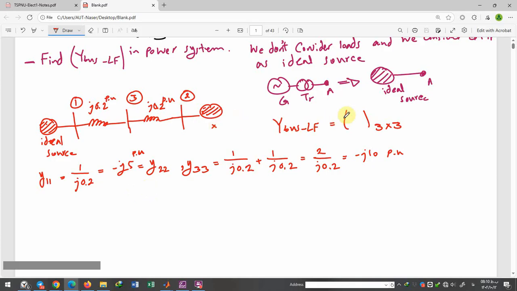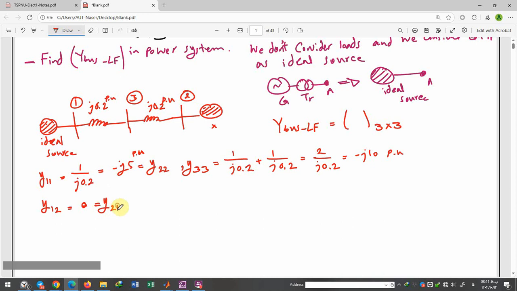The diagonal elements of the Y-bus for load flow are calculated. Now the non-diagonal elements. For Y12, for non-diagonal elements we have to use a minus in our calculation: minus whichever element is connected between bus 1 and bus 2. There is no direct element connected between bus 1 and bus 2, so this is 0. It is equal to Y21.